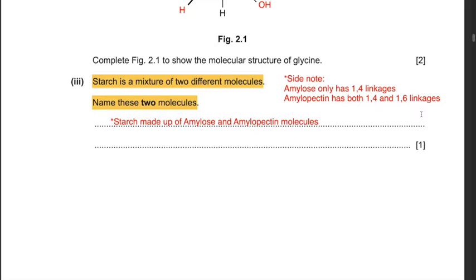It has both 1,4 and 1,6 linkages. If a molecule has 1,6 linkages, that means it is branched. Both are made up of alpha glucose and both are polymers. And amylose and amylopectin molecules both form part of starch. Hence the two molecules are amylose and amylopectin molecules.